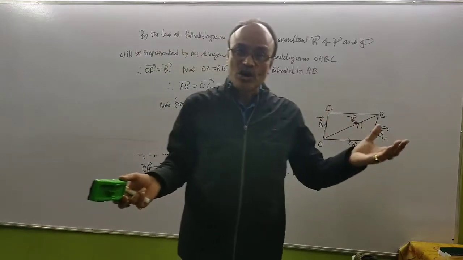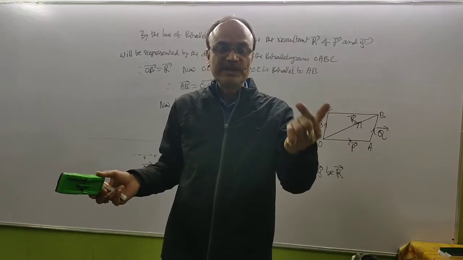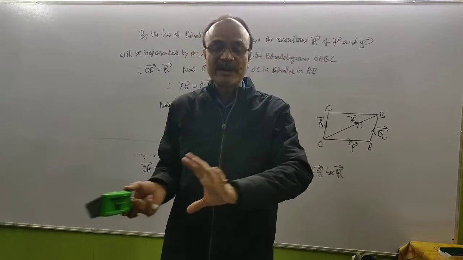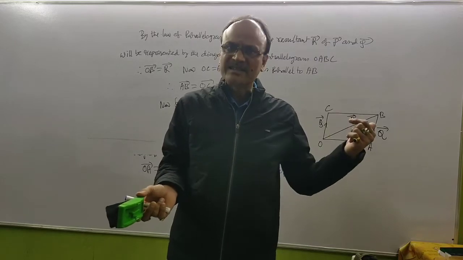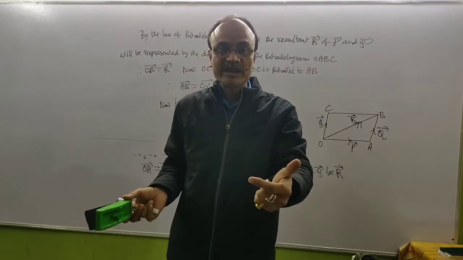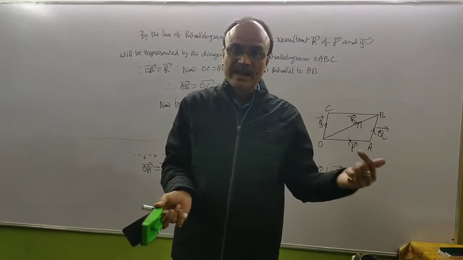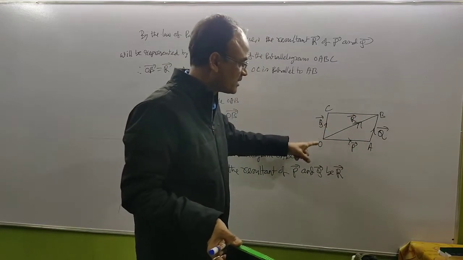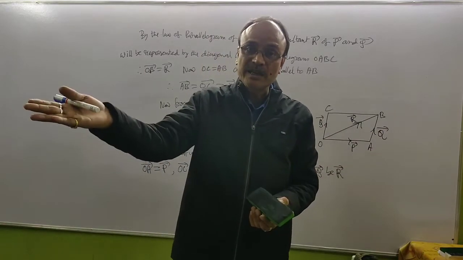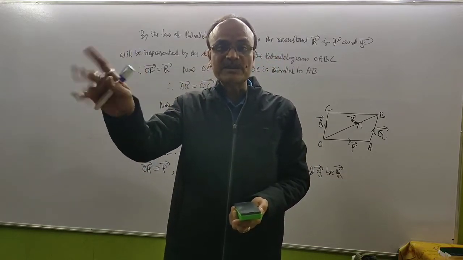By the law of parallelogram of forces, if two forces P and Q be represented in magnitude and direction by the two adjacent sides of a parallelogram, then their diagonal through their meeting point will represent in magnitude and direction the resultant of the forces P and Q. And from vector we have established that R vector equal to P plus Q. If R is the resultant of P and Q, P force and Q force, then R vector equal to P vector plus Q vector.